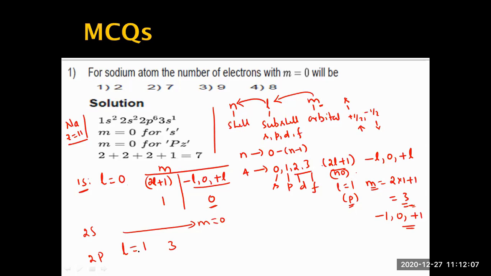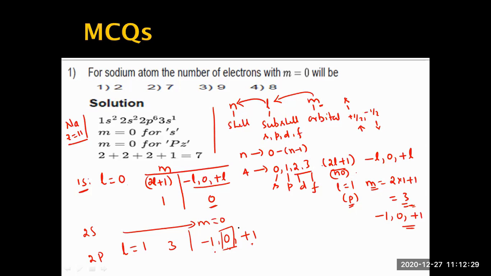2p, L is equal to 1, 3 values are possible. Am I right? So 3 values, which are those? -1, 0, +1. That means there are 3 orbitals with values -1, 0, +1, and there is an orbital with 0 again.